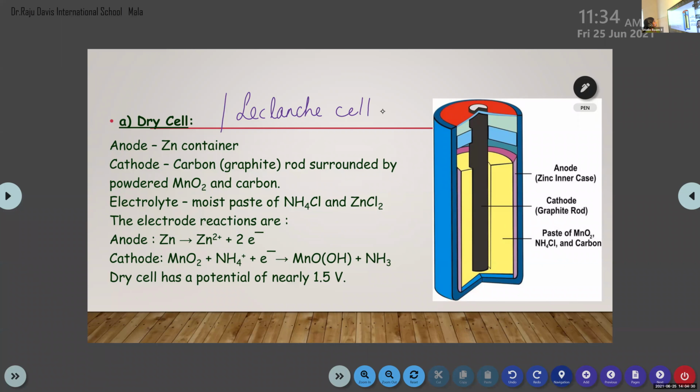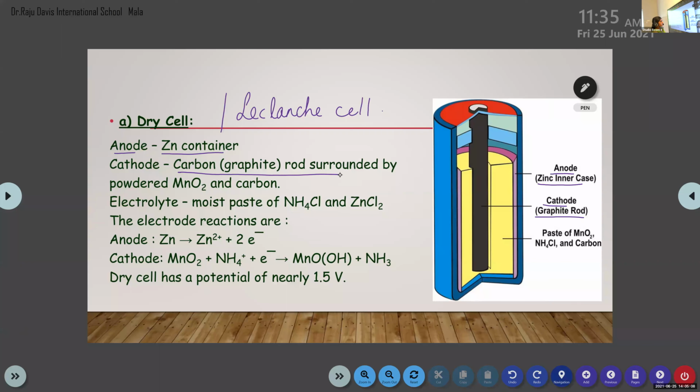So in this type of cell, the anode is the zinc container. You can look at this image. Here you can see the anode as a zinc inner case. We are using this zinc container as an anode, and at the middle portion you can see one graphite rod. Here it acts as a cathode. The graphite rod is surrounded by powdered manganese oxide and carbon.